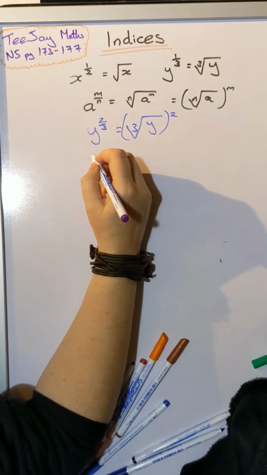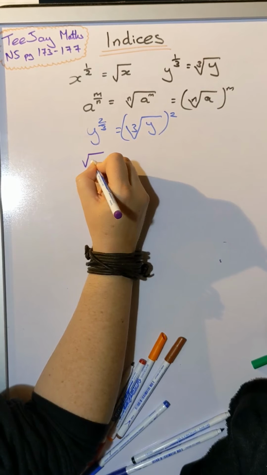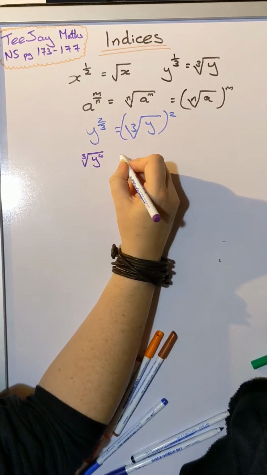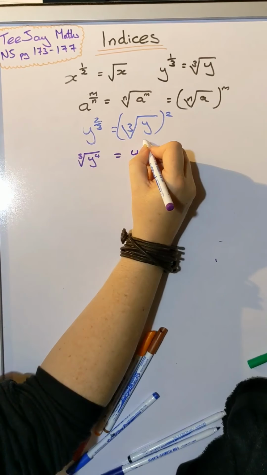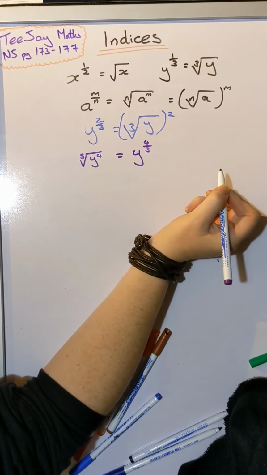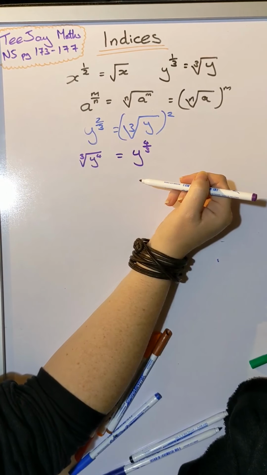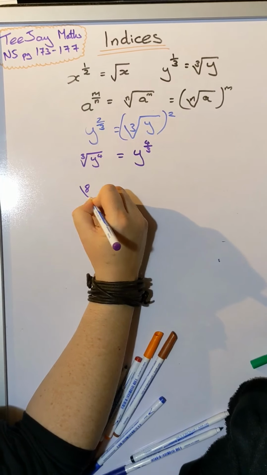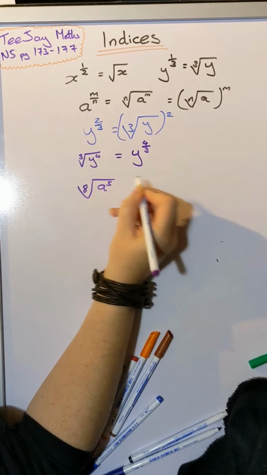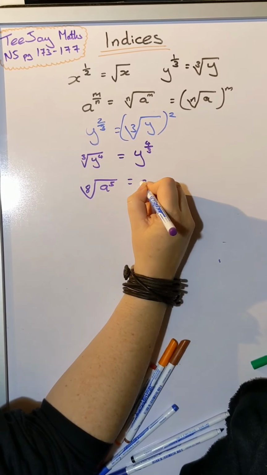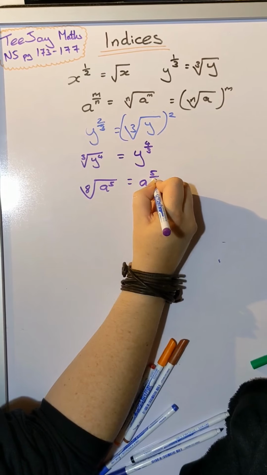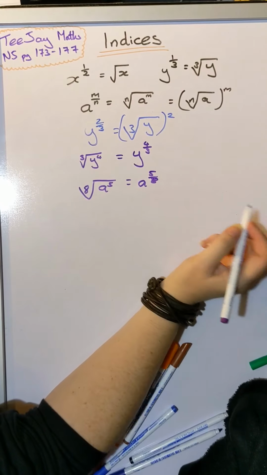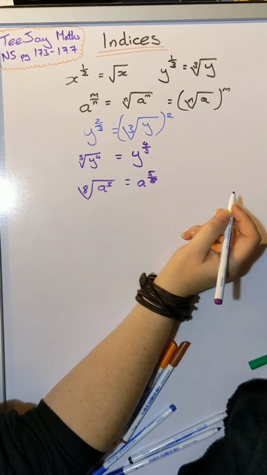If we have the cube root of y to the 4, we could write that as y to the 4 over 3. So this is doing it backwards. Same if we had the 8th root of a to the power 5. We could write that as a to the 5/8. That is an 8. I'm going to show you another one here.